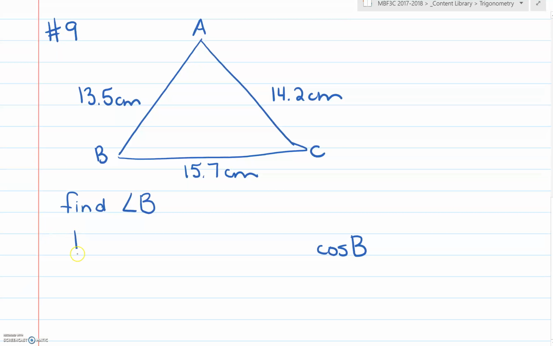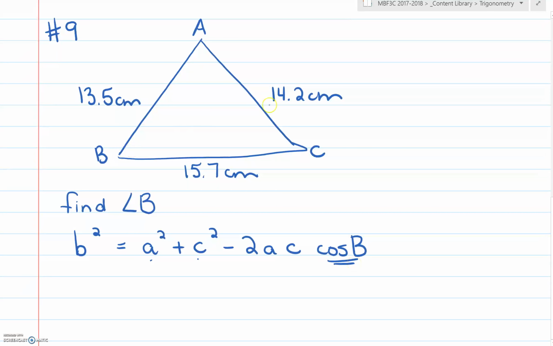So that means I have to have B squared at the beginning. The two other sides are A squared and C squared. And then we subtract 2 by these same sides, so A and C, and then times cosine of B. So this is to find angle B.